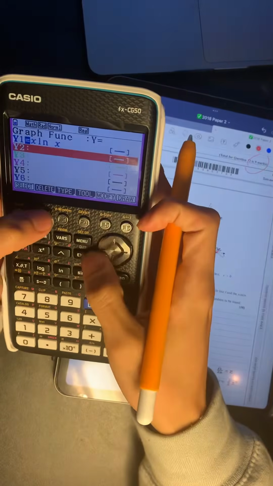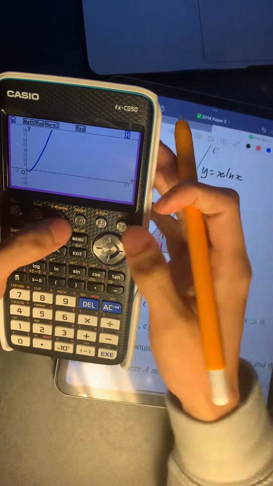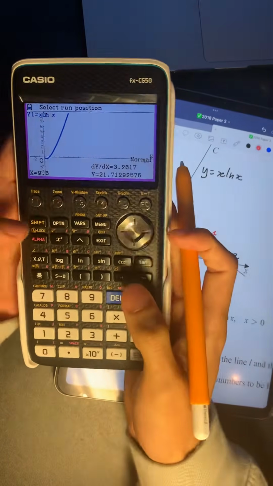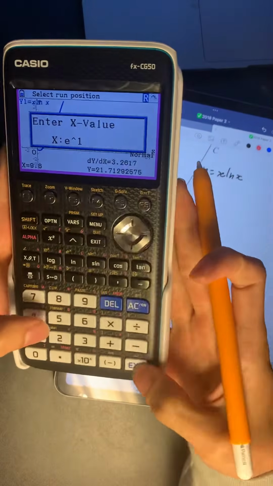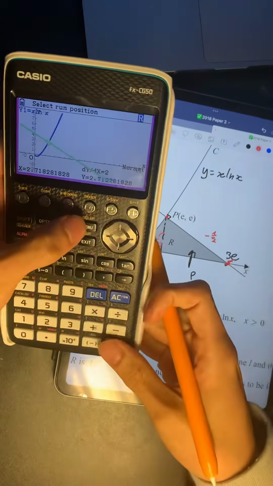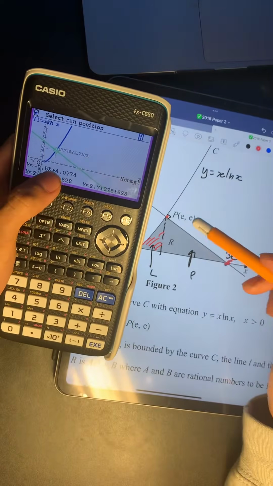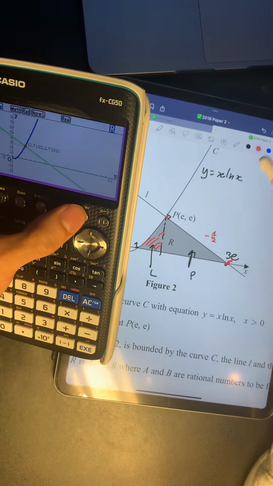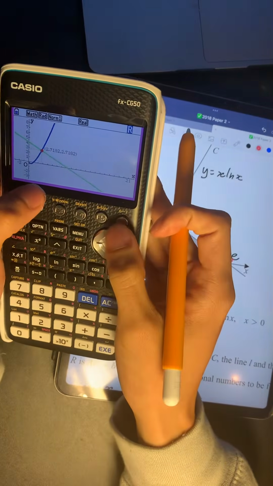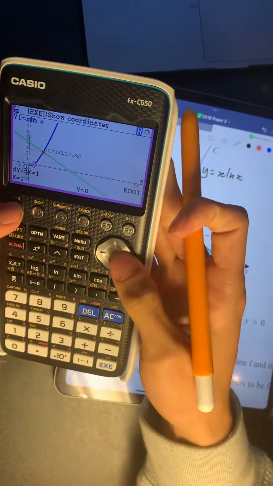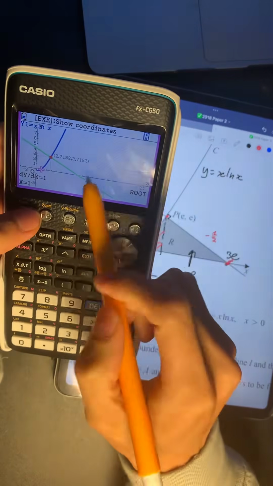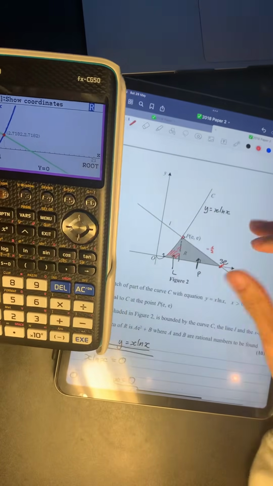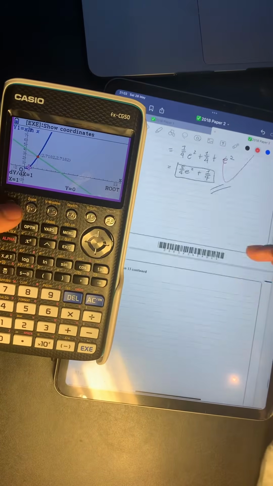You can also plot the line L as well by doing sketch normal, and we need to plot it at e as well. And we can plot the normal. So we basically have the 2 lines there. We can do G-solve, intersect. We could do G-solve roots as well. Unfortunately, this does not output the root of that. So unfortunately, you have to work that out manually using math. But that is what it is.